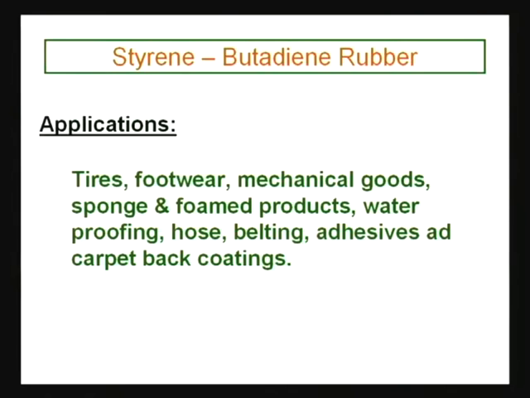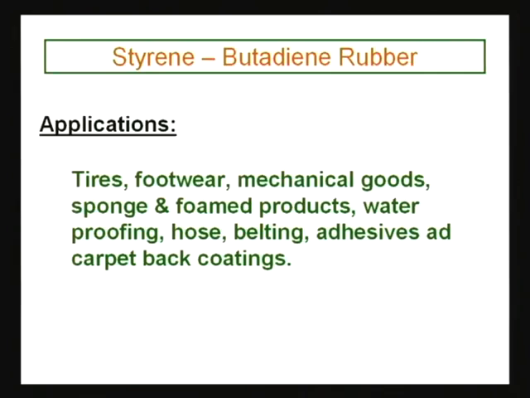Styrene butadiene rubber applications: tires, footwear, mechanical goods, sponge, foamed items, waterproofing items, hose, belting, adhesives, carpet backing coating, sometimes sealants, sometimes rubber coated fabrics, all these many. So, that means a large number of products can be fabricated from synthetic rubbers as well as from natural rubber.